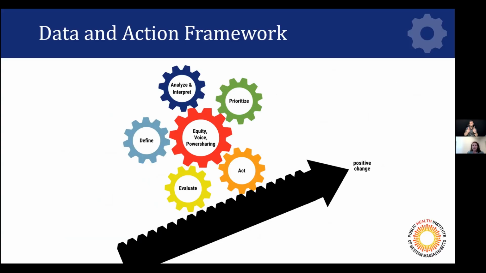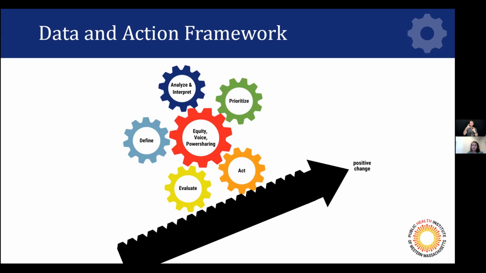This is a framework that was developed by the Public Health Institute of Western Mass and illustrates the data and action framework. We really want the data to be used to inform action and center equity, community voice, and power sharing in the center of all of that work in that red gear. And then these gears represent a cyclical, circular process.